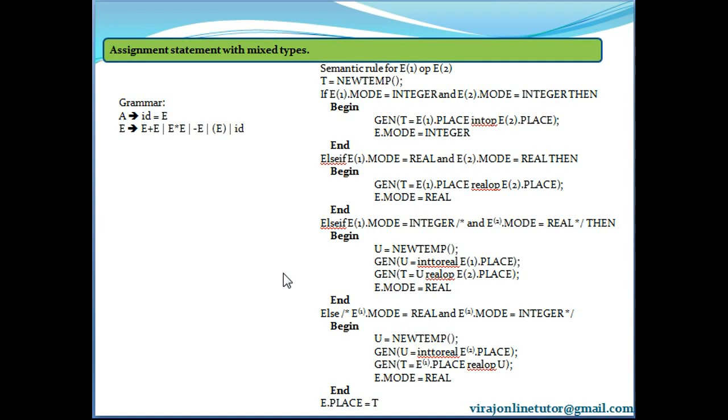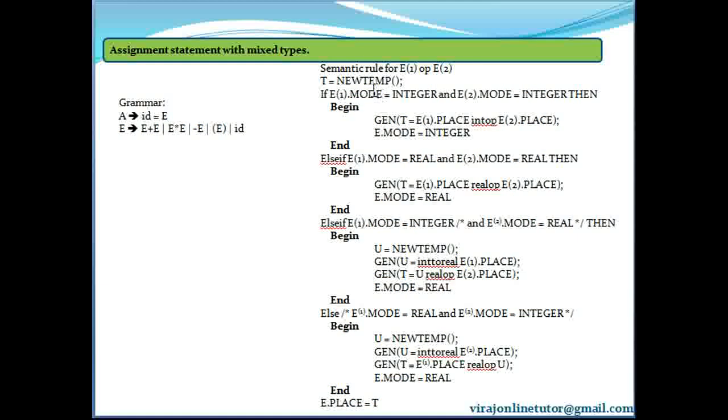Now this is an assignment statement example for mixed types. Mixed type meaning if I am doing E plus E and if the first E is an integer and the second E is a real, then I have to convert the integer to real, right? And then only perform the operation. So if the operands of the operators are of mixed type, how do we handle them? This is a semantic rule for E1 operator E2.